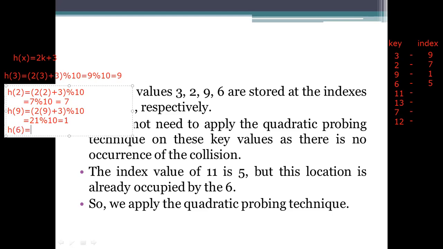h of 6 is equal to, now the value is 6 here. Take the value 6 plus 3 and then close the parenthesis. Go for the modulus 10. 12 plus 3, which is 15. 15 modulus 10 is equal to 5.